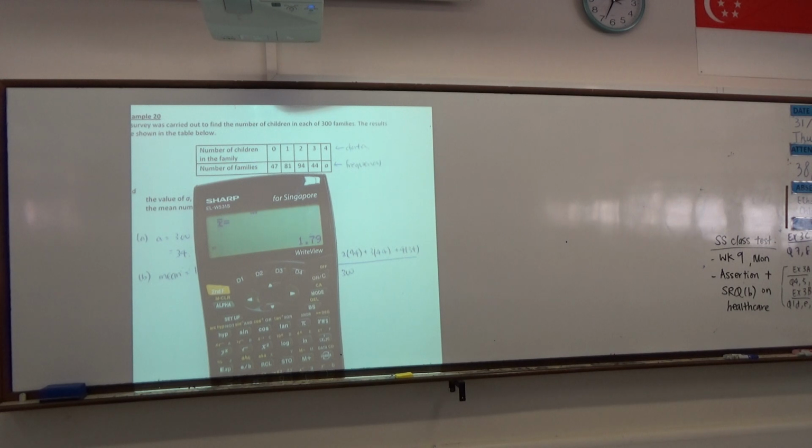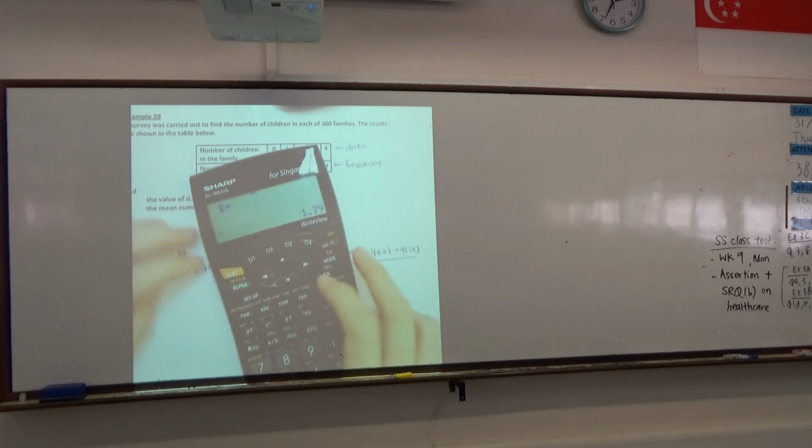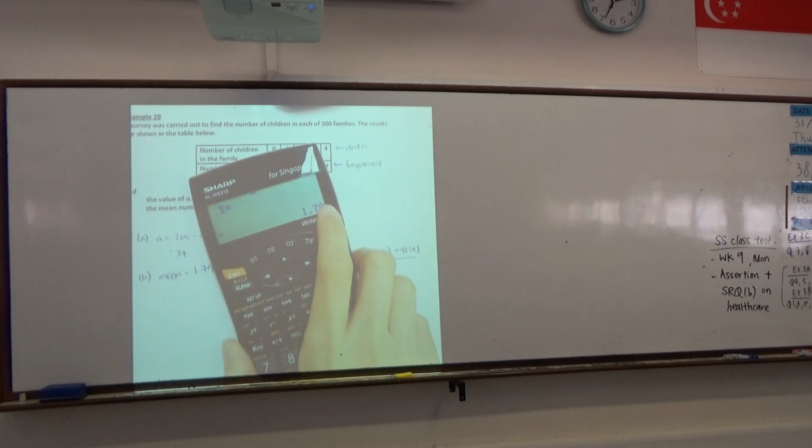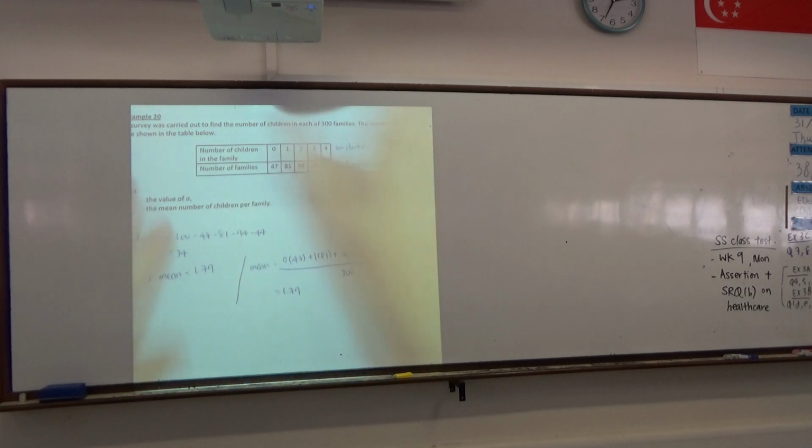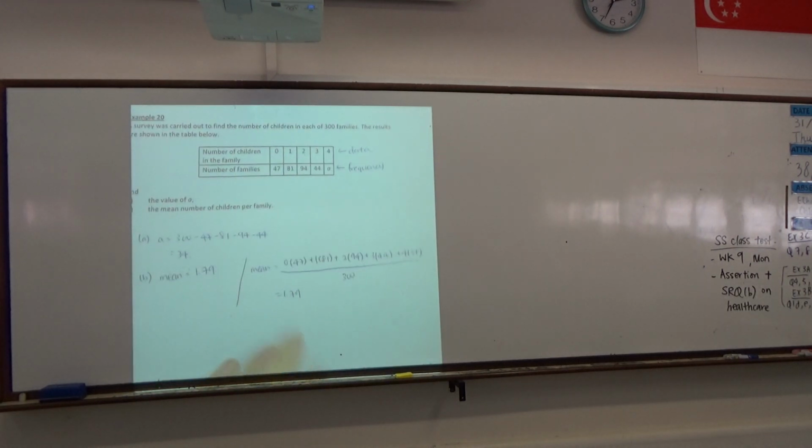So it is really personal preference whether you find that the Sharp is easier or the Casio is easier. I think that the Sharp has fewer steps. Any questions? Okay, let's move on.